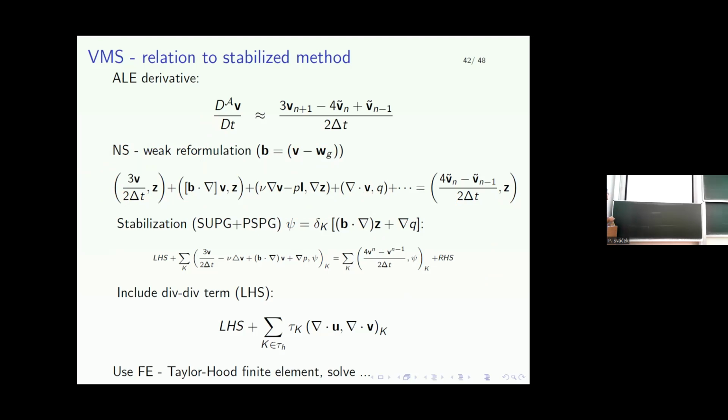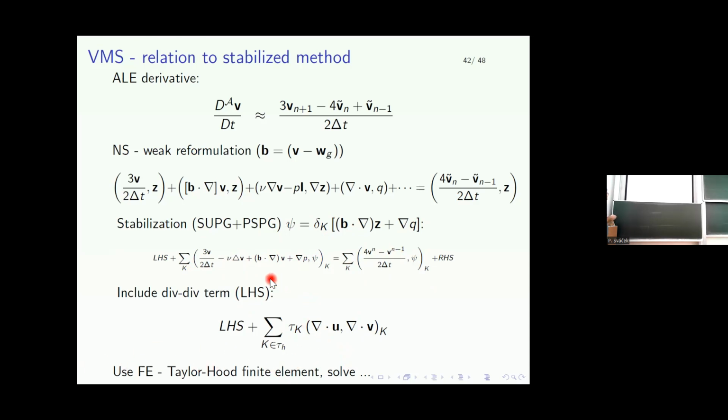So the idea of the stabilization is to test the original equations with a modified function. Basically, we consider the time-discretized Navier-Stokes equations, and we don't test them by this function Z, but we modify it by this function. And we add the residual-based stabilization. This is one addition, and the other addition is that we add these grad-div stabilization terms, which basically, if the divergence of U is equal to 0, we are adding nothing to the system.